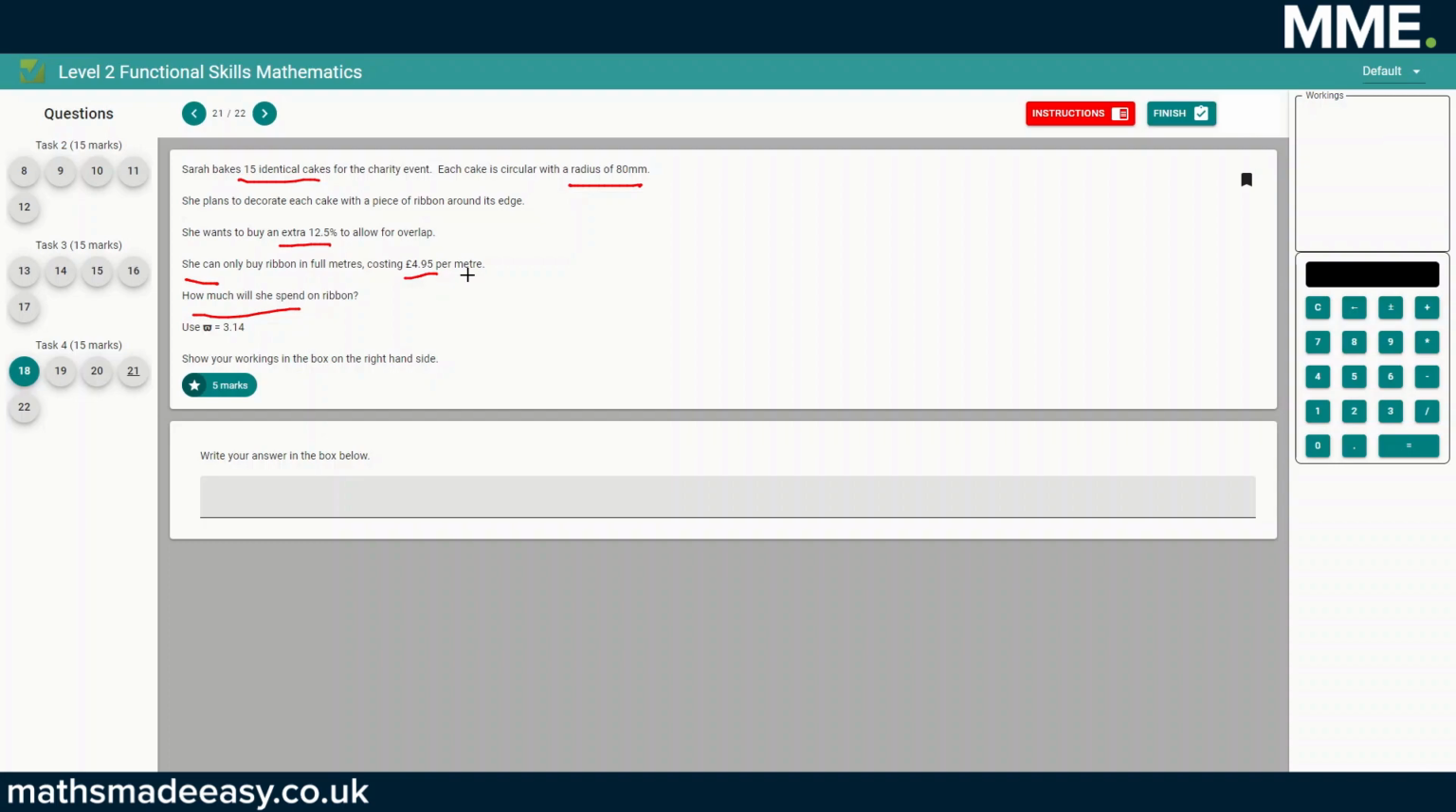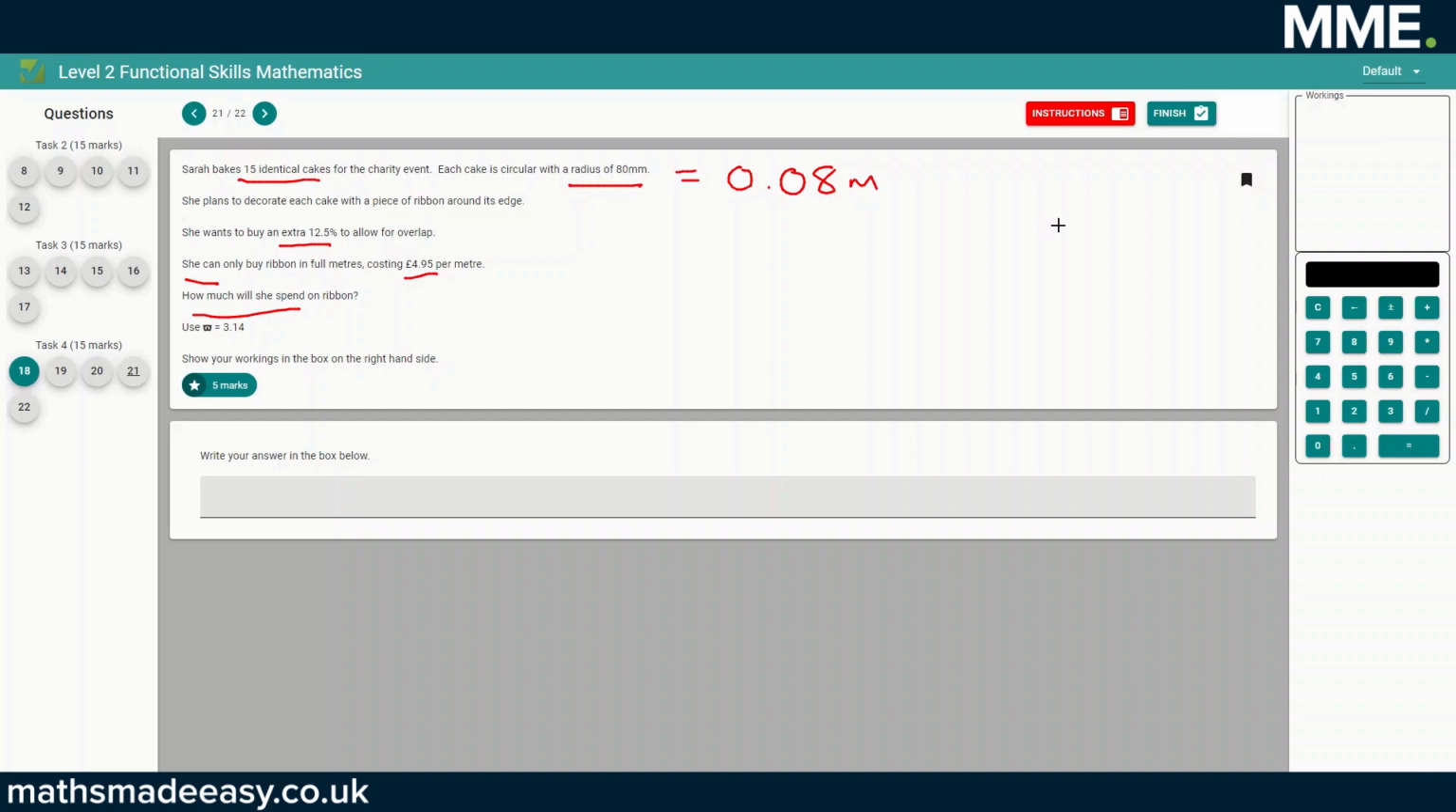So first of all, we get given the cost of ribbon per metre, and the radius in millimetres. So to make life easier, we want to have consistency between the units. So here we're going to convert the radius from millimetres to metres, which will just mean that it's 0.08 of a metre.